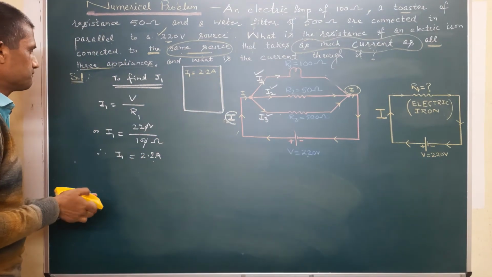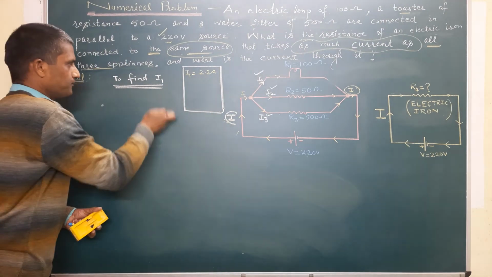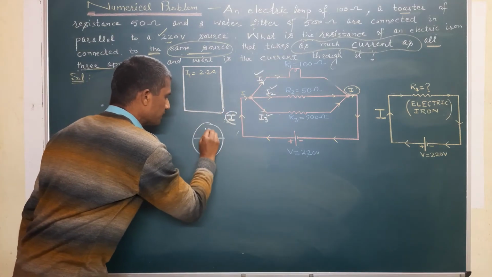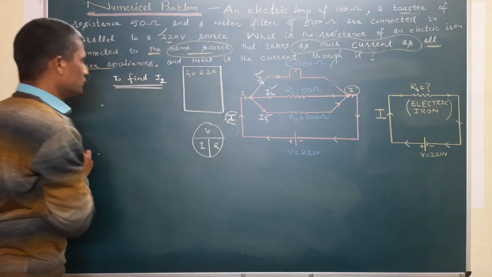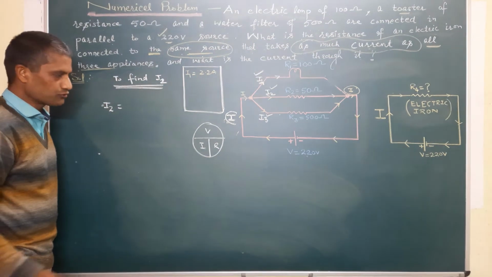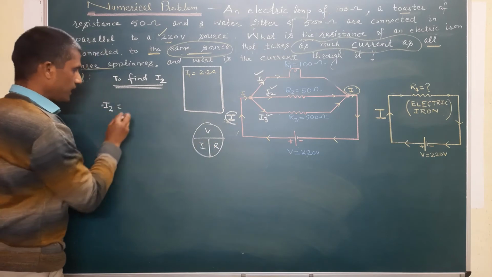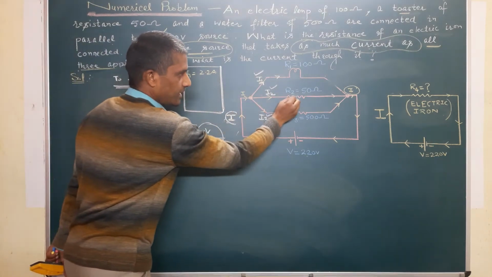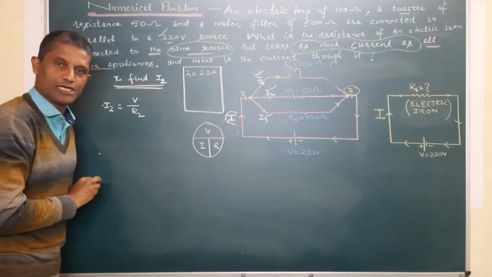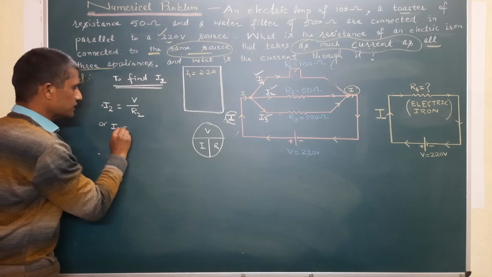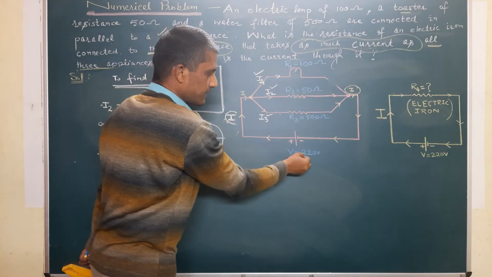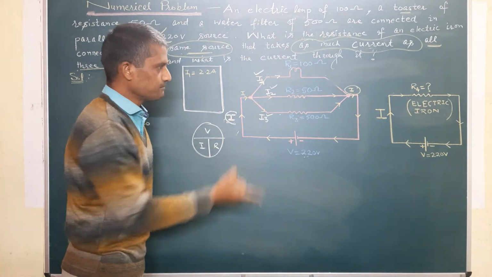Now time has come to find out I2. The same triangular technique applies. According to Ohm's law, I is equal to V upon R, where R is R2, since I2 is the current flowing through R2. So I2 is equal to the voltage, 220 volt. All these resistors will get the same voltage. You have learnt this in parallel combination.